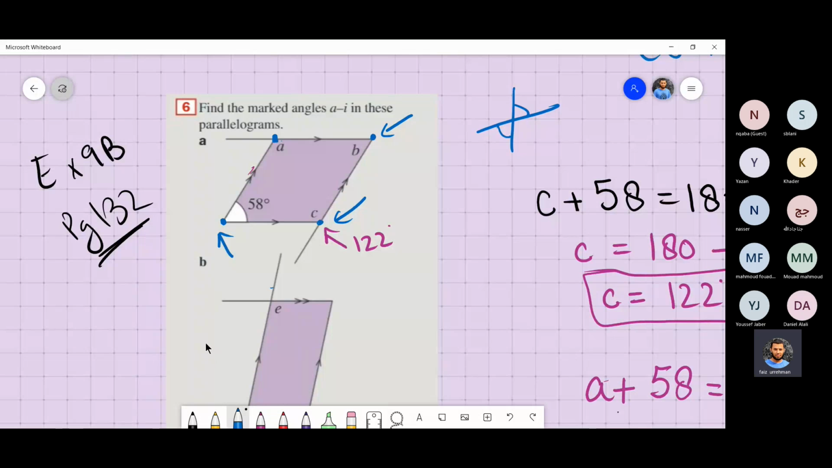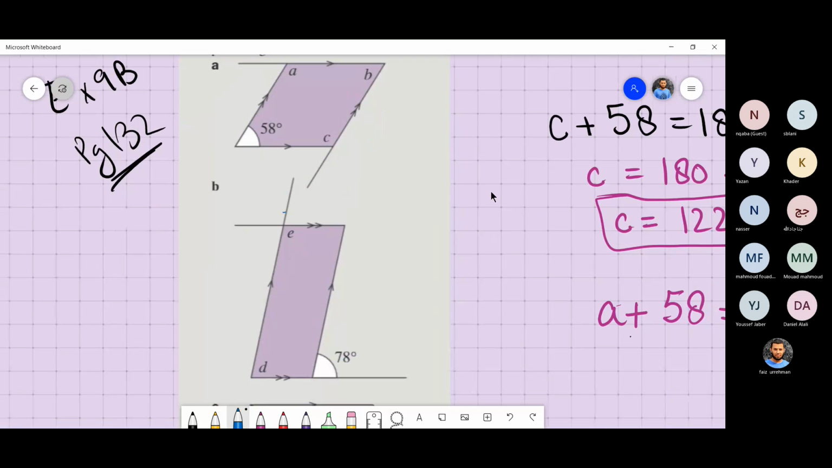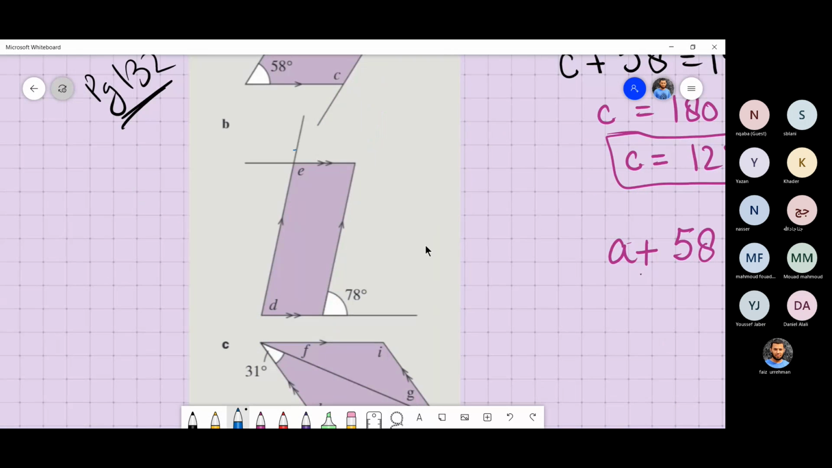Yusuf Jabir, tell me how you will solve this question if you are not using the co-interior property. B will be the same. C and A will be the same, and B and 85 will be the same. Same what? The same angles. By which property will they be the same? I don't know the name of it.